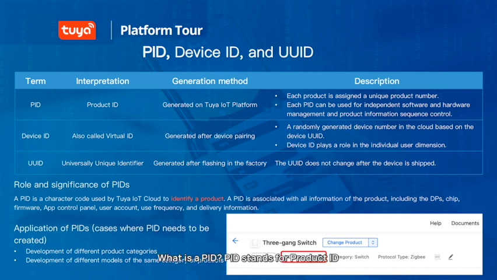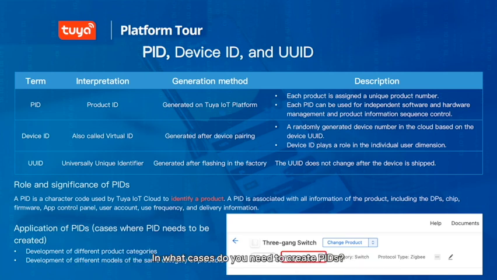What is a PID? PID stands for Product ID. A PID is also called a product code. Each device integrated with the Tuya IoT ecosystem has a PID. Tuya Cloud recognizes products based on PID. A PID is associated with the information of the product, including the data points, app control panel, user account, frequency of use, and shipping orders.